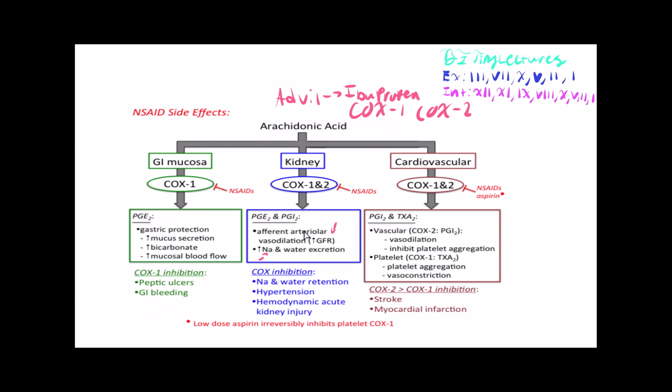However, when we inhibit PGE2 and PGI2 with these NSAIDs, we're going to retain water. We're going to retain salts, because this guy right here is going to be constricting. We're going to cause vasoconstriction when we block these prostaglandins. And therefore, you might have kidney injury.